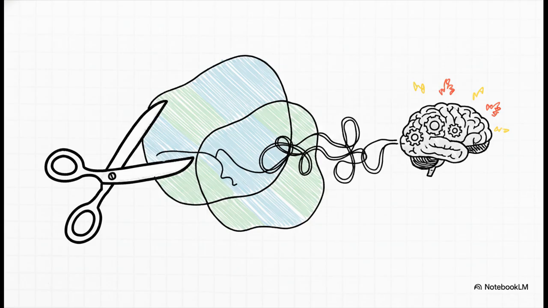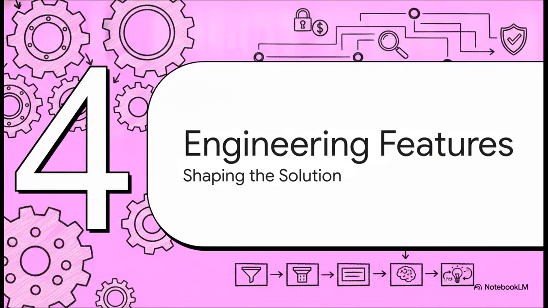It's like having two people shouting the exact same instructions. It can confuse the model and make training way less efficient. So, a strategic decision had to be made. That takes us to Section 4, Engineering the Right Features, Shaping the Solution.